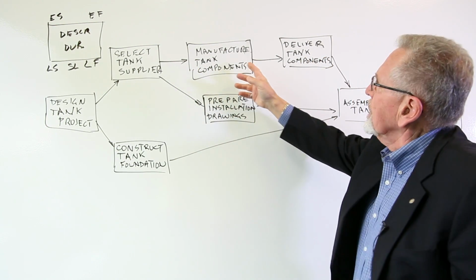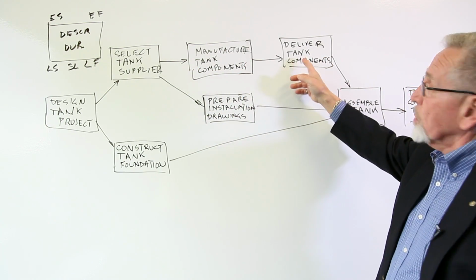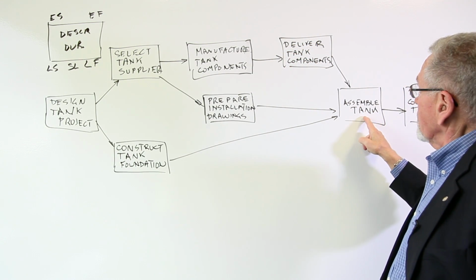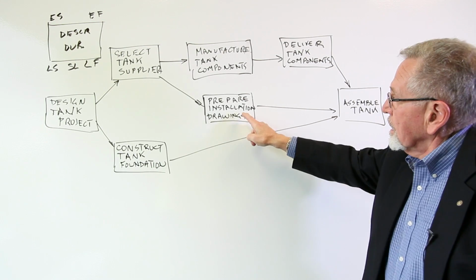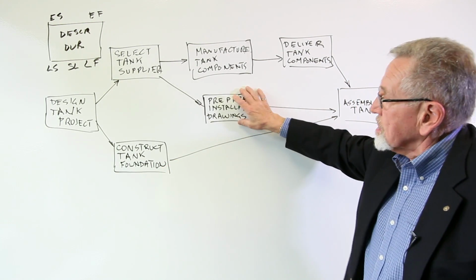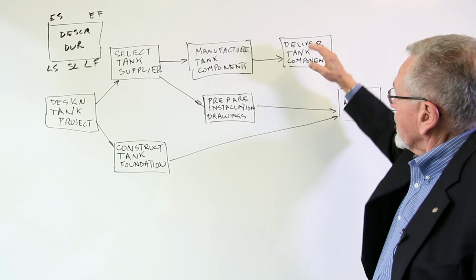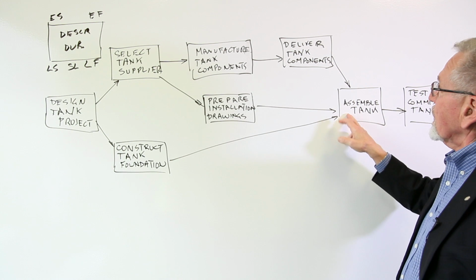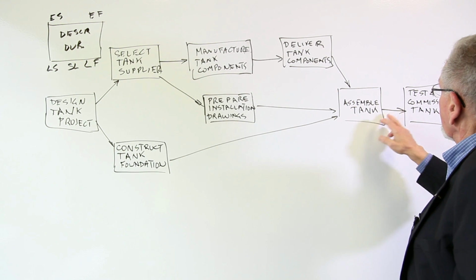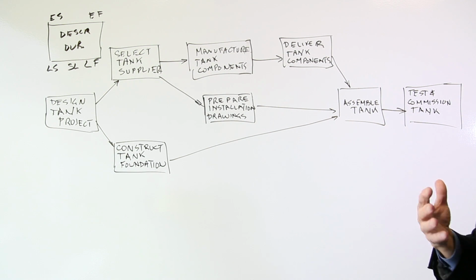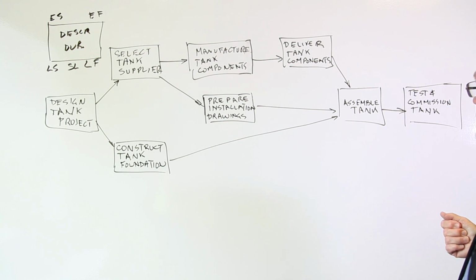And then moving on, we manufacture the components, after which you ship them to the site, and they get delivered. You can't assemble the tank until three things have happened: the foundation has been constructed, the installation drawings have been prepared, and the tank has been delivered. So then we assemble the tank once those three things have happened, and then finally we test and commission the tank, and that would be the final activity, the final task in the project.